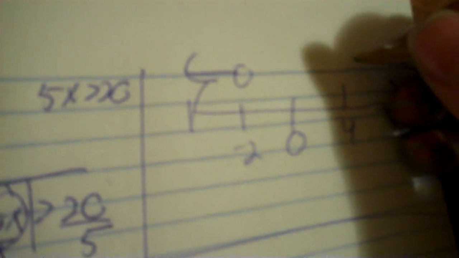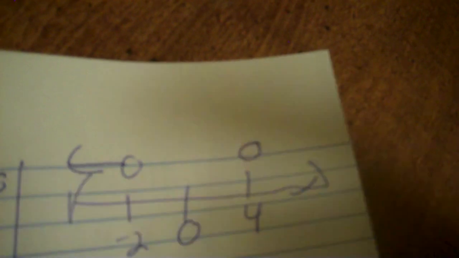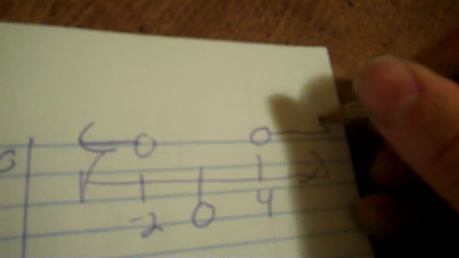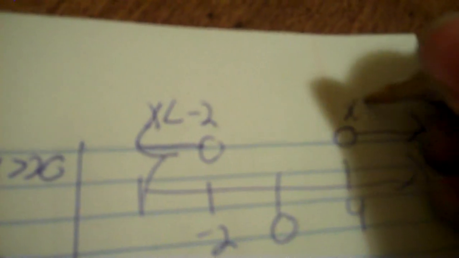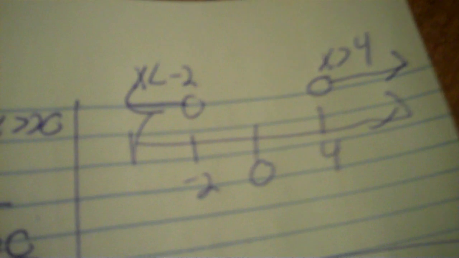So negative 2 and 4 are the critical numbers. Opens towards the negative 2, so that goes this way. Opens towards the x, so when it opens towards our variable we're solving for, that means the graph goes this way. And those are separate. We keep the labels separate, then we don't combine it into one. It's not a compound. Okay, next one.